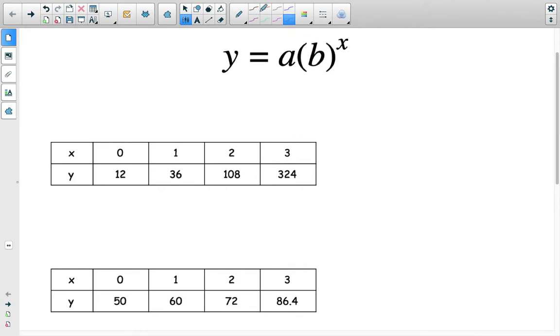The a value will be our initial value, which is your starting value. So a is the initial value, because a is the one part that the x is not the exponent of. X is the exponent of b only. So a is your initial value, which is your starting value or your starting amount, which is also your y-intercept.